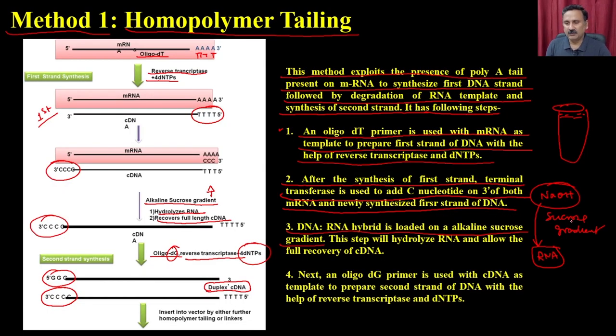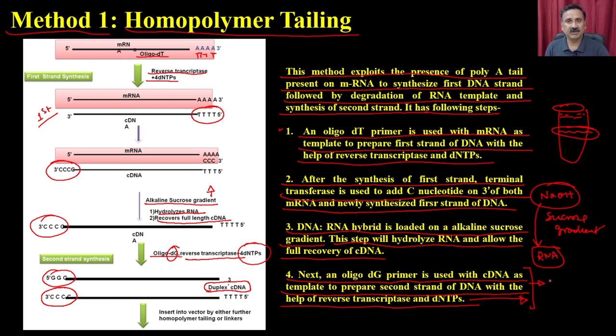So once you do the alkaline lysis and load this complex onto the sucrose gradient, the RNA is going to be degraded and the first strand of DNA can be isolated after the gradient. This step hydrolyzes the RNA and allows the full recovery of the cDNA. Once you have the first strand of cDNA, you can use an oligo-dG primer and use the cDNA as a template to prepare the second strand of DNA with the help of reverse transcriptase and the dNTPs.